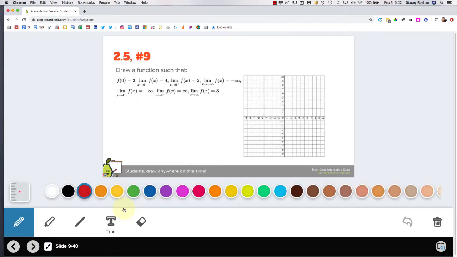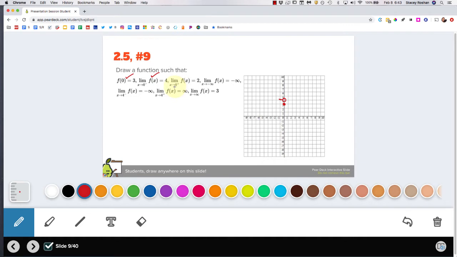Here's a little sketching practice. f of 0 is 3 is the first thing. So f of 0 is 3. That's a closed circle. Got that. The limit as x approaches 0 from the left is 4. So x value is 0, y value of 4. And that's on the left-hand side. So that's a left tail. Okay, just let it hang out. And then the right tail is going to be at 2 because that's the right.